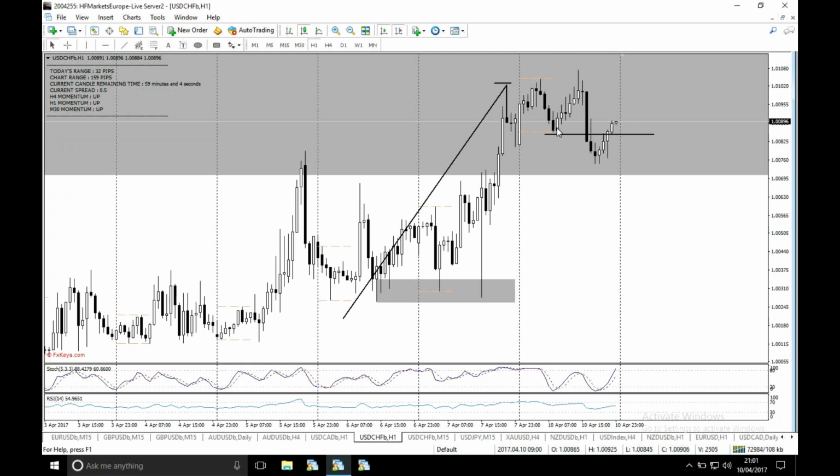We see price takes out this low here. That's my signal for a short. Now I know this trade is going to set up any time now. So I'm going to draw another magic box, another demand zone.